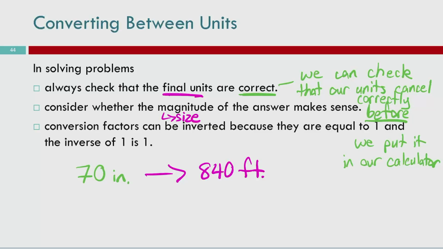That would be a nightmare. I wouldn't be able to fit into any cars. So that would be a warning sign. That's way too big for the height of a person. So we would know we did something wrong. Let's go back, check our calculations. Turns out I multiplied by 12 instead of dividing by 12 is what would have happened there.